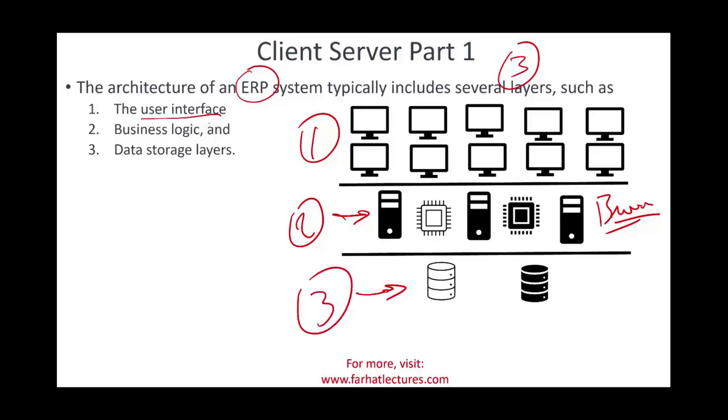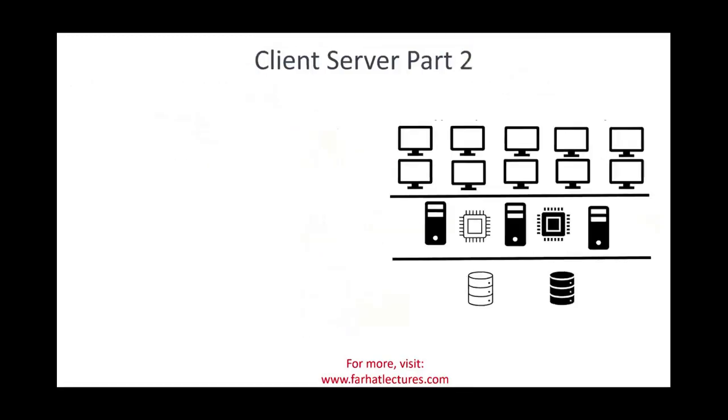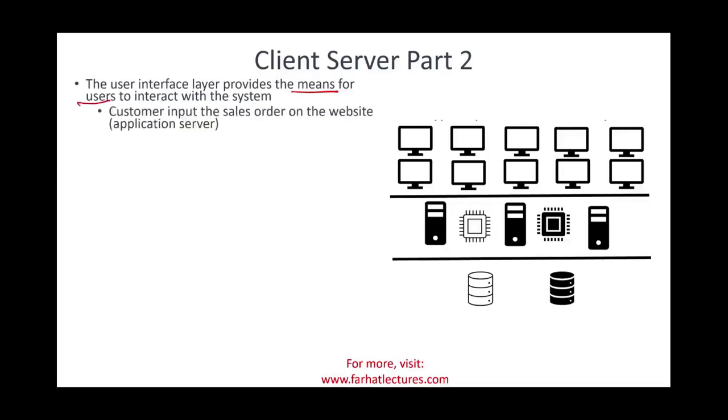Now let's talk a little bit more in detail about each layer separately, starting with the user interface. What is it? The user interface provides the means, the way for users to interact with the system. What could be a good example? A customer inputting a sales order on the website through an application server. As I said, it could be a tablet, a phone, and so on and so forth.